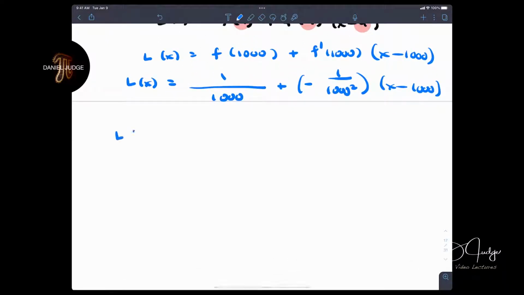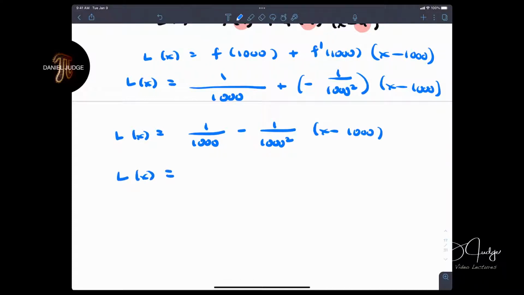So maybe we should just write it this way. Maybe we do some simplification. 1 over 1,000 minus 1 over that 1,000 squared, x minus 1,000. So here's what we're going to do. We're going to try to plug some of this in the calculator. Maybe that'll be helpful. 1 over 1,000 here, we'll get 0.001 minus, now we'll have 1 over 1,000 to the second power.